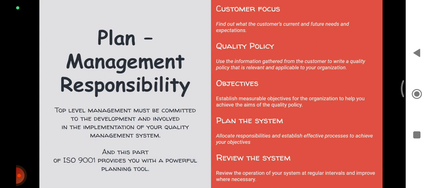And once you do that, the end is going to be review, so that you can review the operation of your system at regular intervals and improve where necessary. So this is now for all the 8 steps that are under planning. This is exactly what you want to achieve. Okay, so we are going to start off.